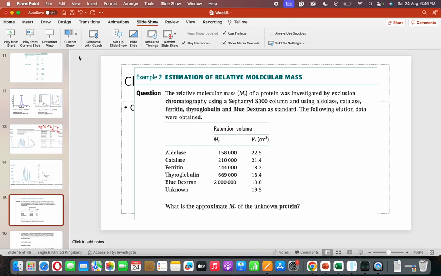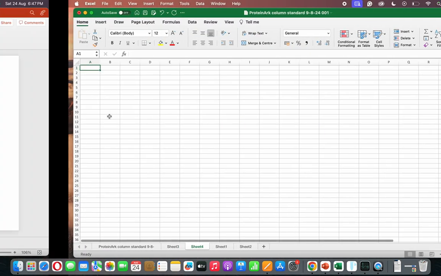Yeah. So let's try to look at a problem related to this. Here they're saying estimation of relative molecular mass. They're saying relative molecular mass is investigated by exclusion chromatography using some S300 column. They have this mixture of proteins as a standard run, and they've obtained this elution data. What they want to know is what is the approximate size of the unknown protein. Okay, so we just discussed how to do this, so let's solve this problem. Okay, let's make a new table.